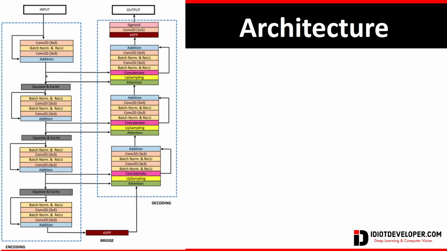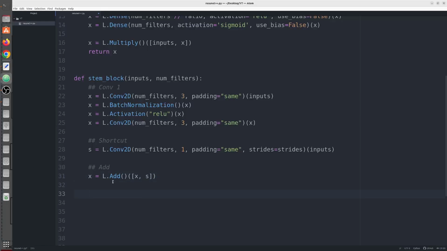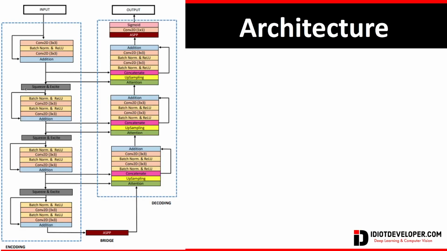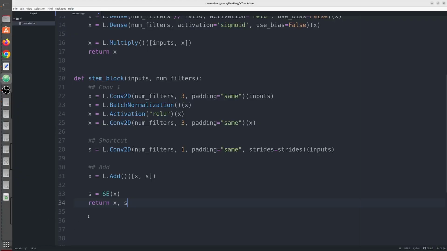Now if you again see, these arrows are basically moving to the decoder block, and after those arrows we have SE, the squeeze and excitation block. So let's do one thing: we're going to call the SE layer and give X as the input. We're going to get 2 values. First is the X, that is going to be the input for your decoder block, and the S, that is the output of the squeeze and excitation block, would be the input for your next layer. Okay, so the stem block is done.